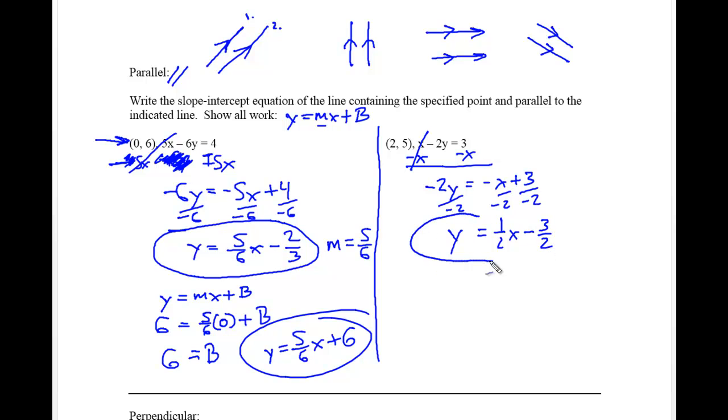Now again, this is line number 1. This is not the final answer to the problem because we want to find a line containing a point parallel to the indicated line. So this is our first line, or line number 1. Now what we have to do is find line number 2.